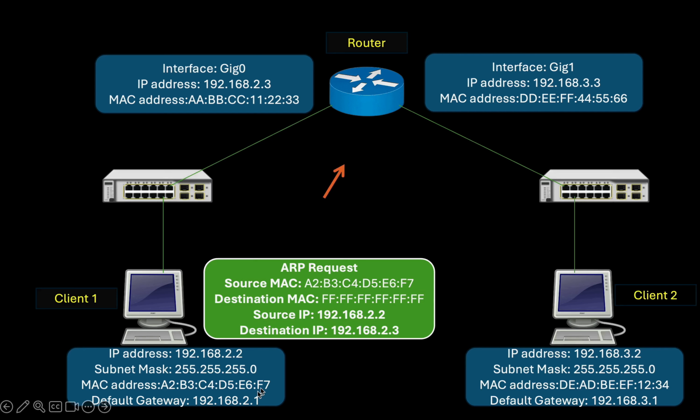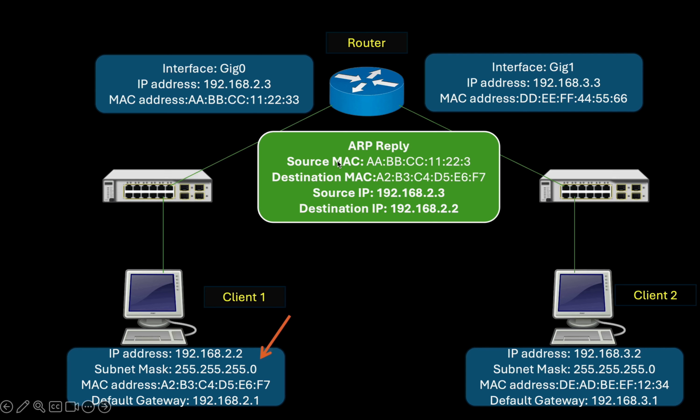Now client 1 will send an ARP request with the source MAC as its own MAC address. Destination MAC will be the broadcast, because now it doesn't know the MAC address of the gateway. Source IP will be its own IP, and the destination IP will be the default gateway. Now the router will capture this ARP request and it will send an ARP reply. In the ARP reply, it will send its own MAC address. So now client 1 comes to know about the MAC address of the default gateway.